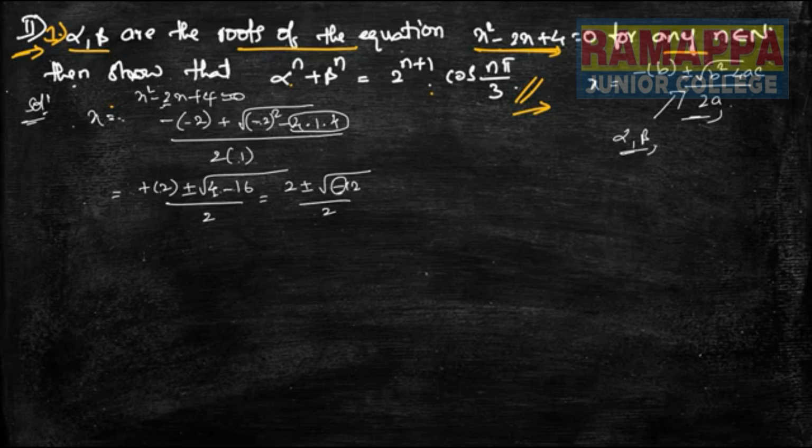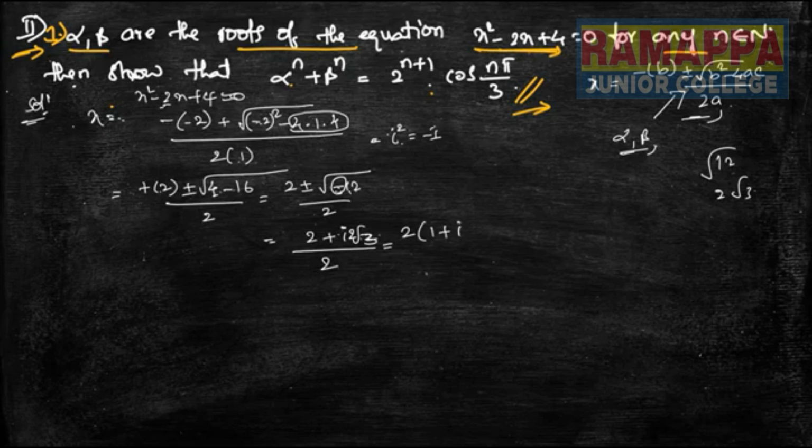So here, I will write minus 1 as i square, because i square is equal to minus 1. So I take it as i, so it becomes 2 plus or minus i under root 12. Under root 12 is 2 root 3. So I will put 2i outside, divided by 2. In this, 2 is common, so 1 plus or minus i root 3 divided by 2. So 2 and 2 get cancelled. It will become 1 plus or minus i root 3.